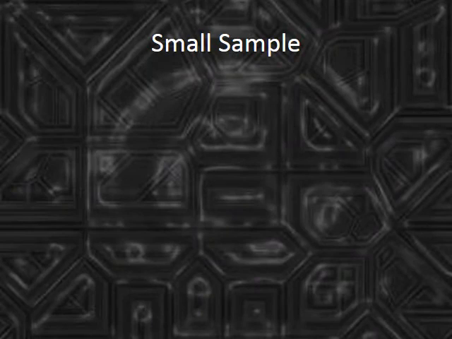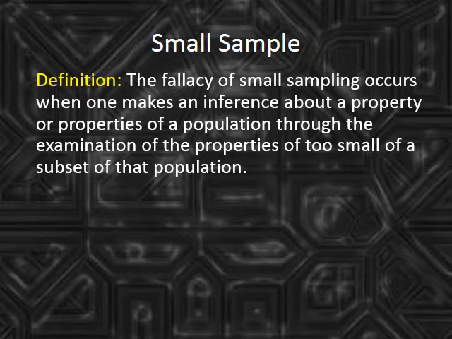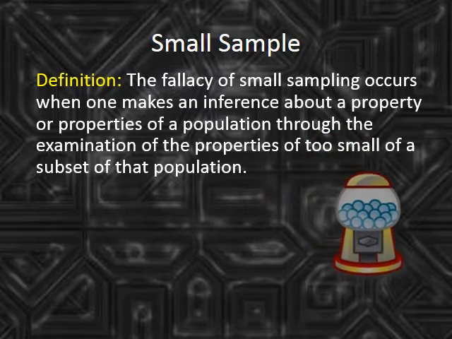Okay, now for the fallacy of using too small of a sample. One commits this fallacy when one makes an inference about a property or properties of a population through examination of too small of a subset of that population. We've talked about sampling before, and I believe we used a gumball machine as an analogy. This works well as an analogy, so we will use it here as well.